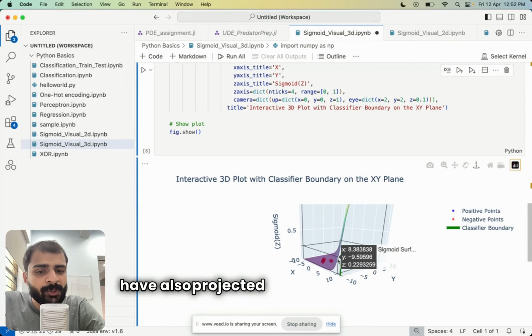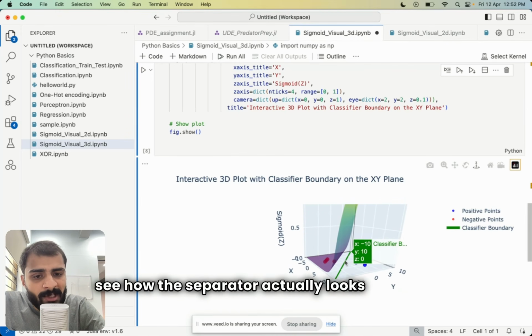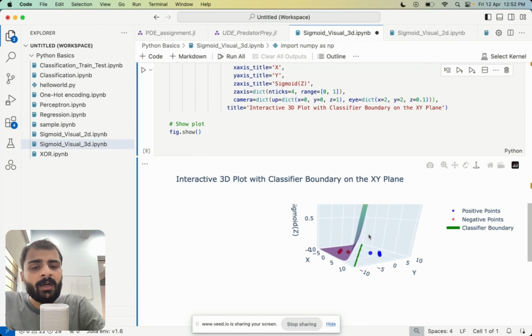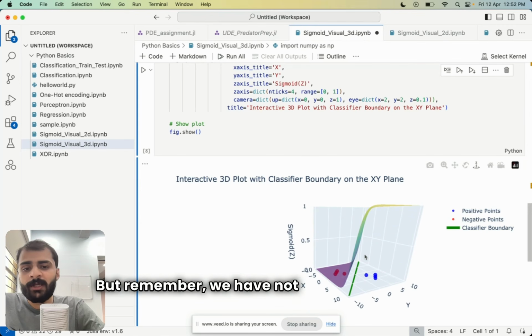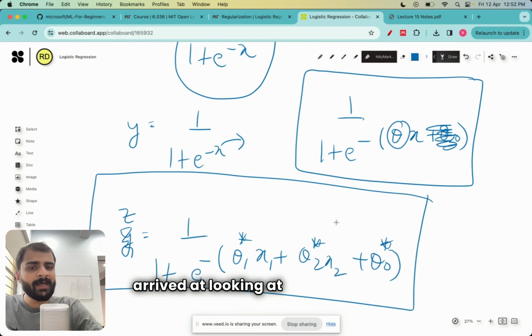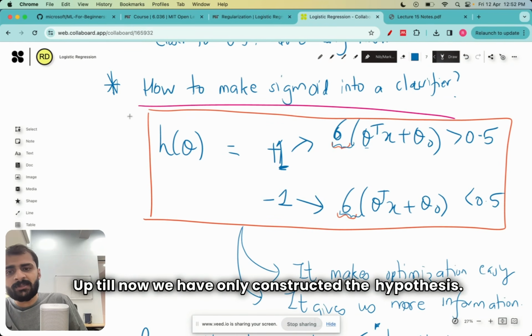And I've also projected it on the XY plane to see how the separator actually looks in 2D. So this green line is the 2D separator. I am right now showing you the optimized plot, but remember we have not yet arrived at this. Up till now, we have only constructed the hypothesis.